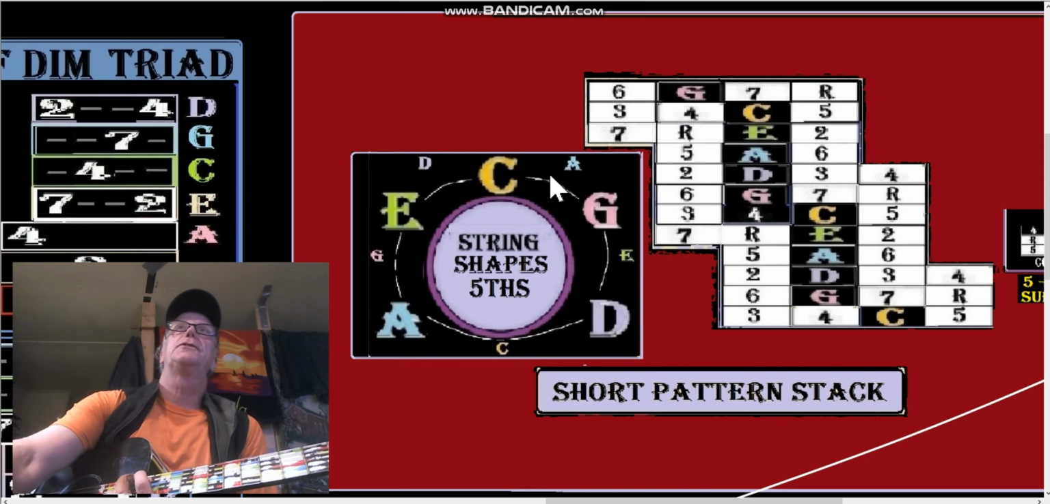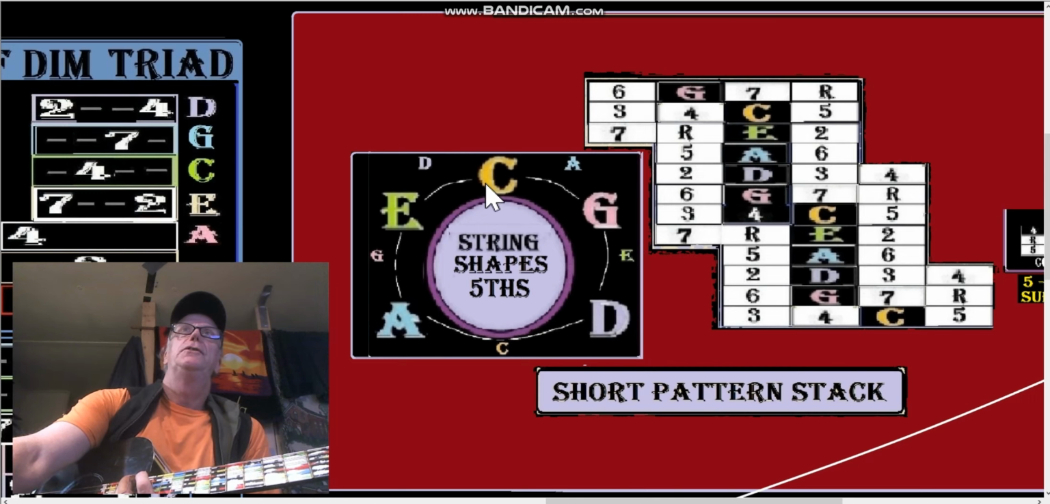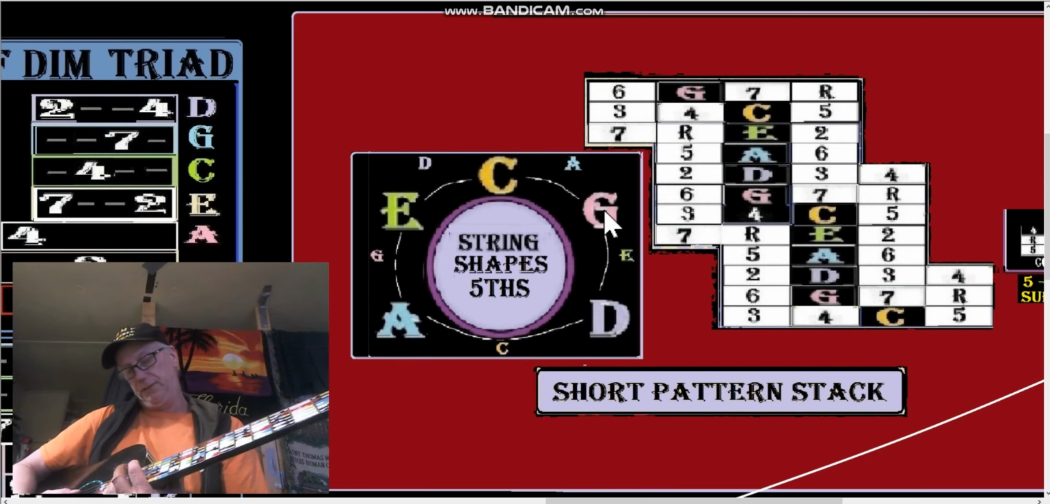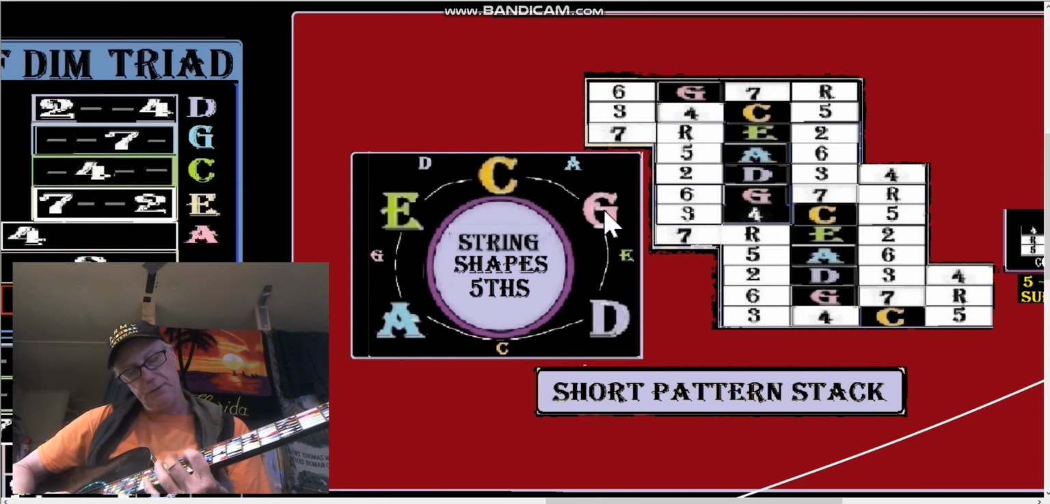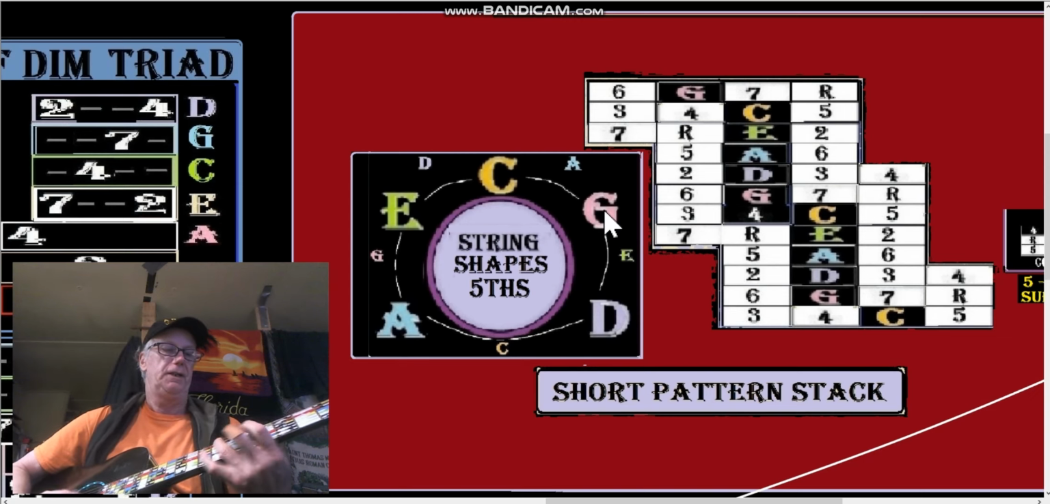See, the shapes that shared the notes are being skipped here. So you skip every other letter in cage, and you go to a caged fifth. Call it a caged fifth or a string-shaped fifth. So here's the D, but the D is also here, and the D is also here. So now we have C, G, D.